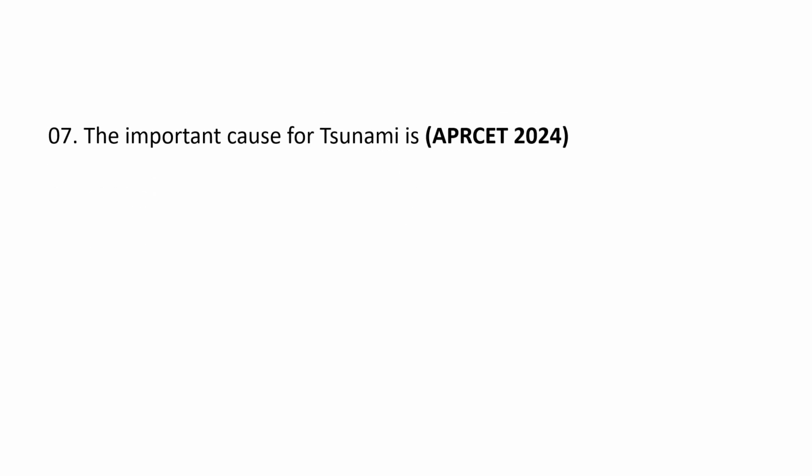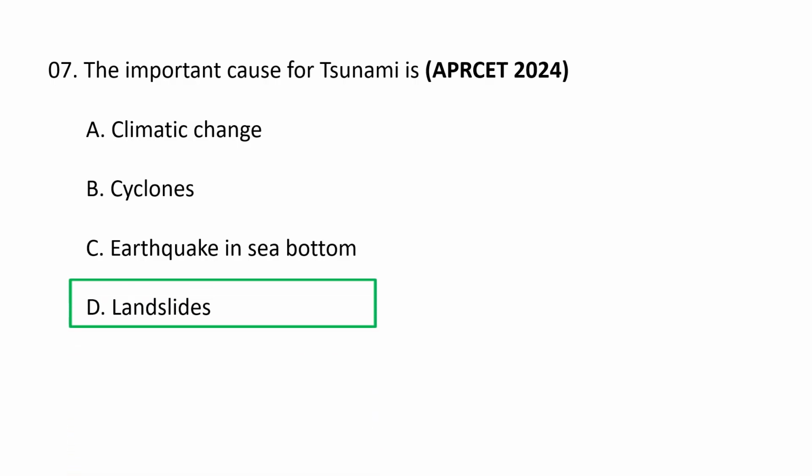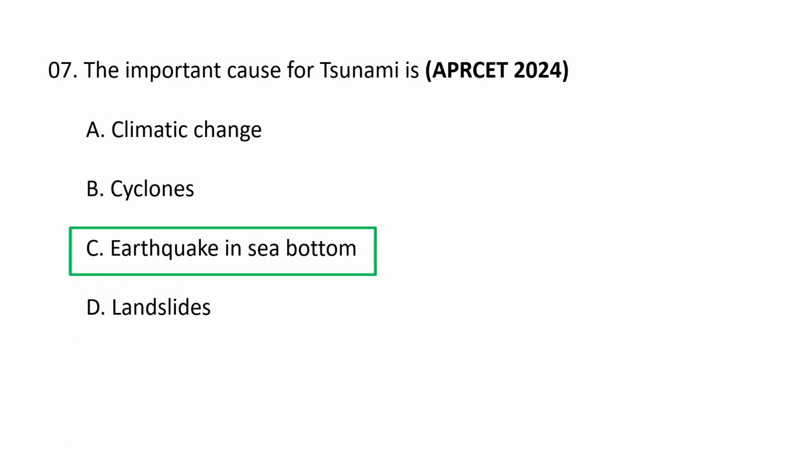The important cause for tsunami is A. Climatic change, B. Cyclone, C. Earthquakes in sea bottom and D. Landslides. The important cause for tsunami is earthquakes in the sea bottom. Tsunamis are primarily caused by underwater earthquakes which displace large volumes of water on the ocean floor. Other causes include volcanic eruptions, underwater landslides that fall into the ocean and, very rarely, meteoritic impacts. So C is the correct option.